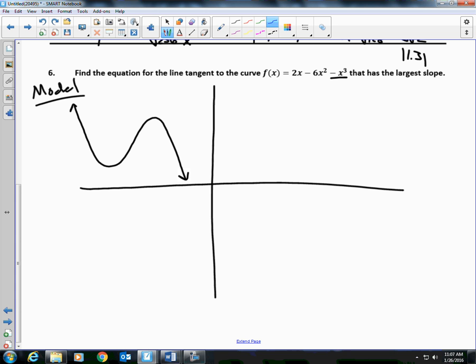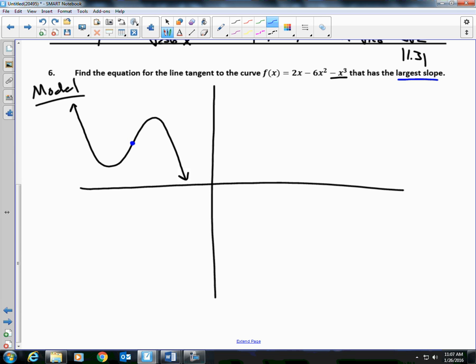As I look at this shape, you tell me, what's driving the problem? What's the objective? Largest slope. Well, maximize the slope, right? You tell me when I get to the point where I have a maximum slope, where the slope is at its largest. Yeah, what point is that? Inflection.